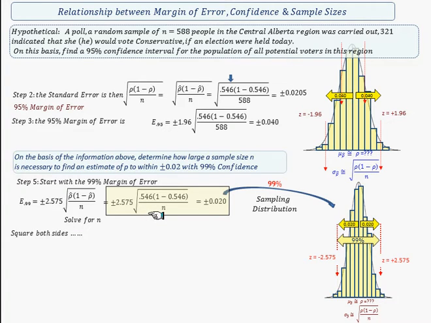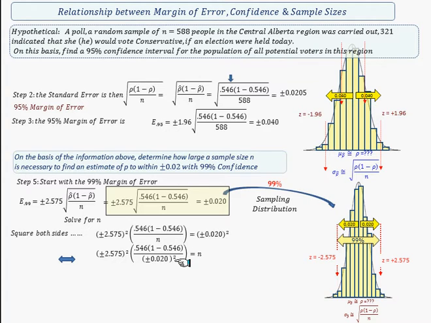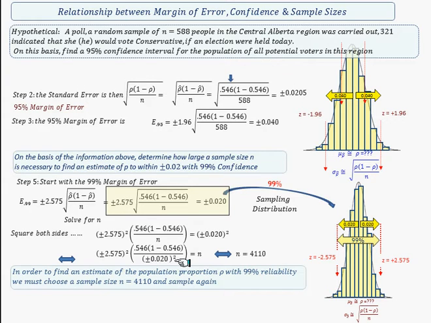We solve for n, we square both sides, manipulate it in this fashion, and we find that the sample size is 4110, and that's the sample size necessary to find an estimate of the population proportion to within 0.02 with 99% reliability. In the general case of solving for n, we have this expression given here, which comes from up here at the top.